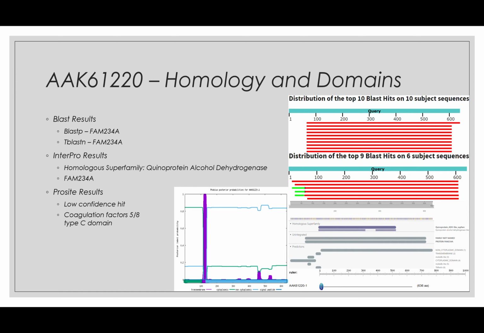And moving on to the last one, this one gave FAM234A hits on BLAST-P as well as T-BLAST-N. And the InterPro, it did identify a homologous superfamily, quinoprotein alcohol dehydrogenase, but it also did identify FAM234A in there. Again, this one did identify transmembrane regions, so we did do a Phobius that did corroborate. And then looking at PROSITE, there was one low confidence hit of coagulation factors 5-8 type C domain.